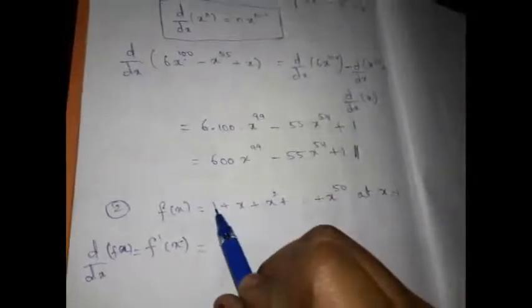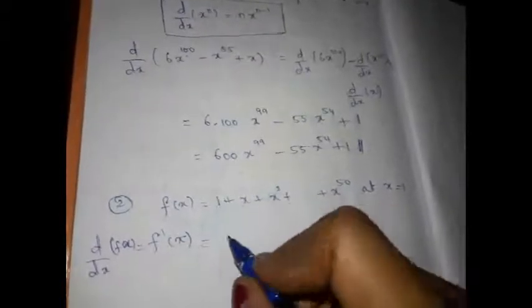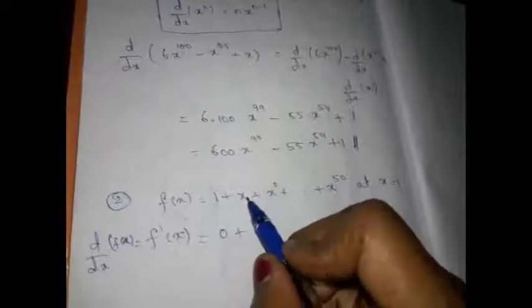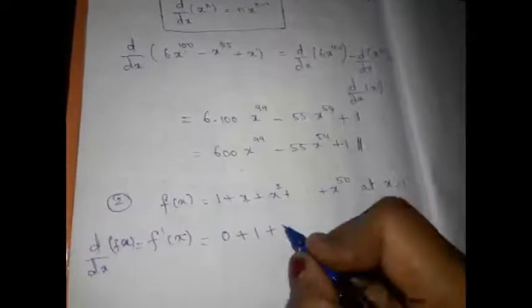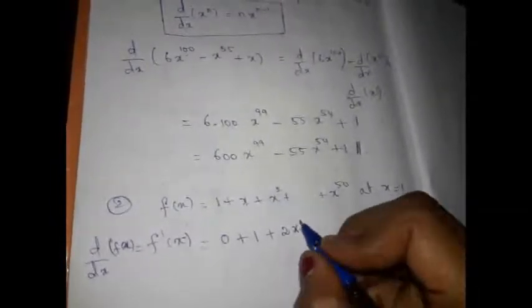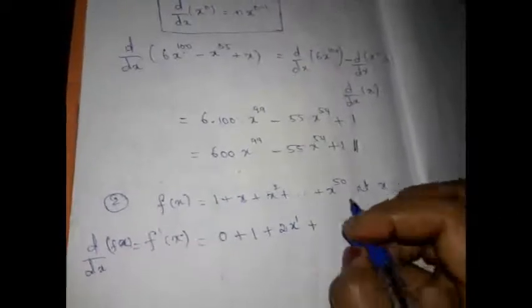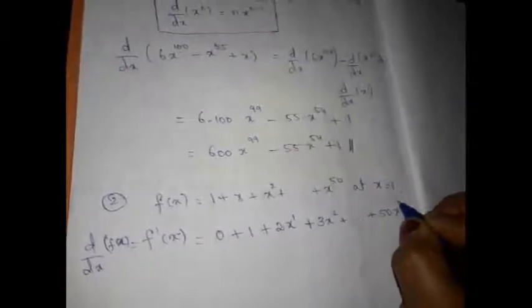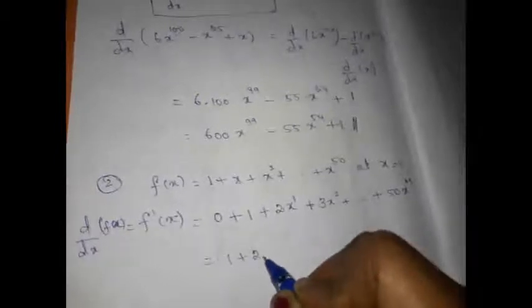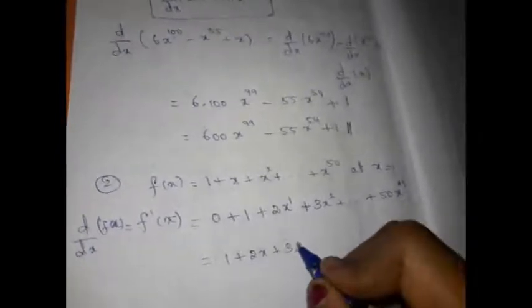First we have to differentiate 1 with respect to x. If we differentiate 1 with respect to x, it is going to be 0, plus if we differentiate x with respect to x, it is going to be 1, plus x square, it is going to be 2 into x power n minus 1. So it is going to be 2x, plus x cube means it will be 3 into x square, plus etc. plus 50 into x power 49. Hope you understood. We have applied this result, n into x power n minus 1. So which is nothing but 1 plus 2x plus 3x square plus etc. plus 50x power 49. This is what f dash of x.